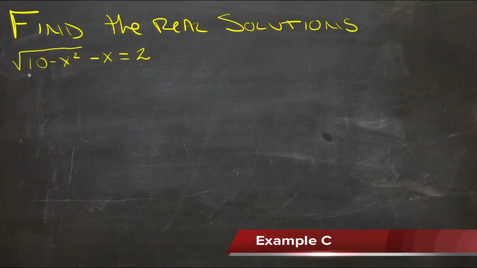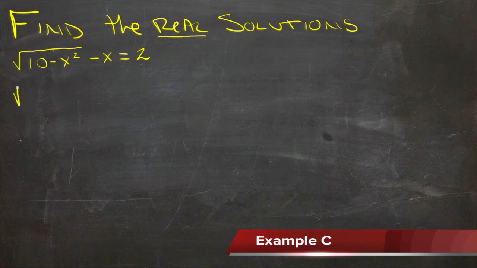With example C, you'll get to see what I'm talking about when I say that we need to check our solutions before we just turn them in, to make sure that they all make sense and that they are real solutions. In this case, we have the square root of 10 minus x squared, minus x, equals 2. Before we square both sides, we want to make our job as easy as possible, and that means we want to simplify what we're going to square as much as we can. So let's put the 2 and the x on the same side, since squaring those together will be easier than squaring this whole mess over here.